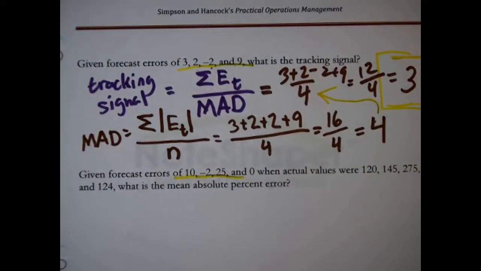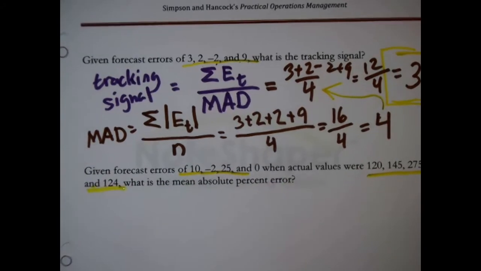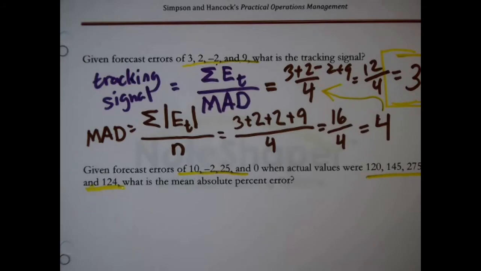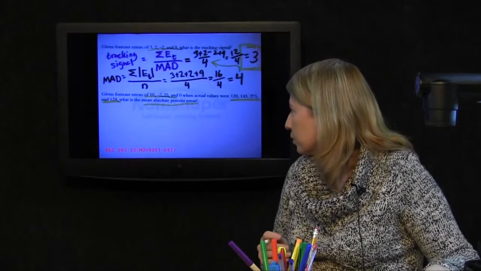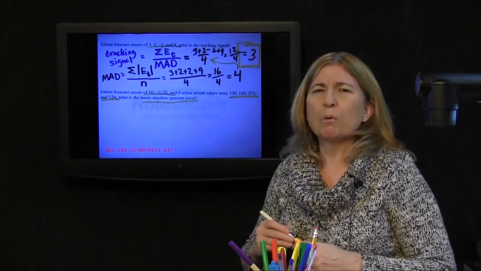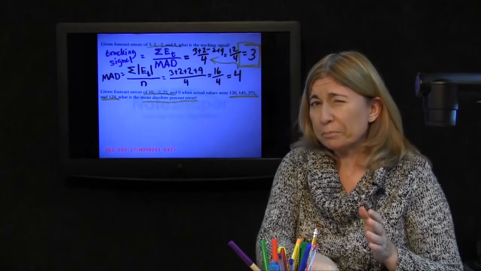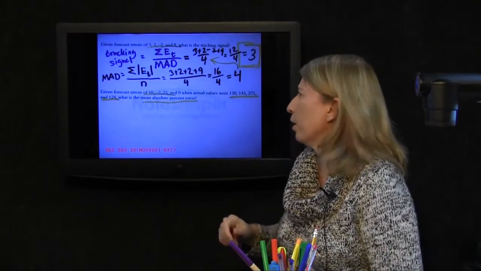Now the next question also concerns a set of forecast errors, and one of them is negative. Oh, and it then gives us the actual values over those same time periods right here. And it asks for, wait a minute, what is the question? The mean absolute percent error. This particular question, it helps to organize it vertically. I'll show you in a second why.